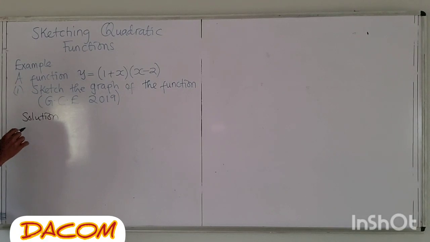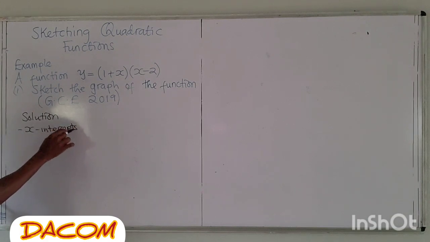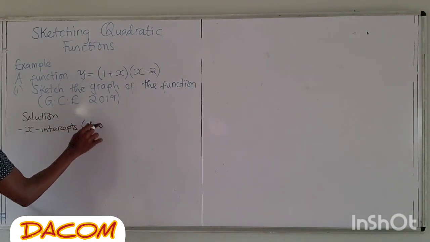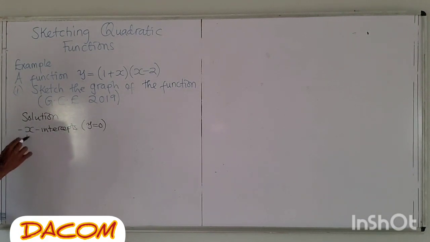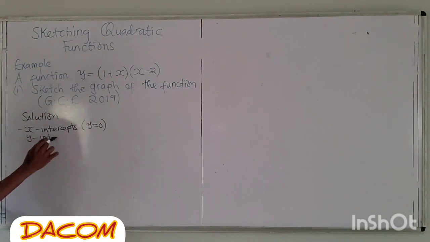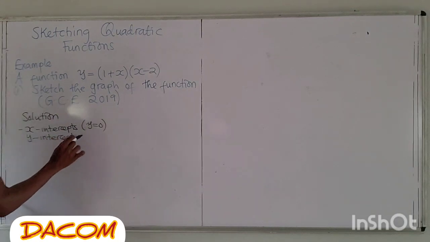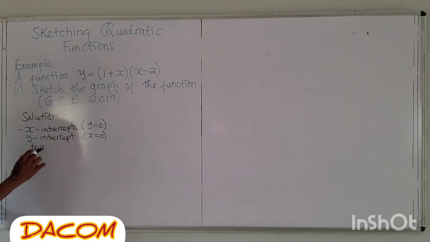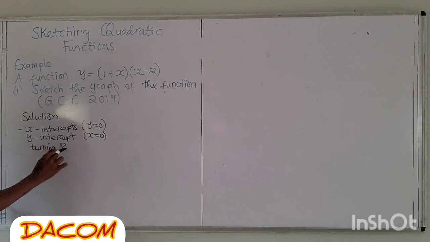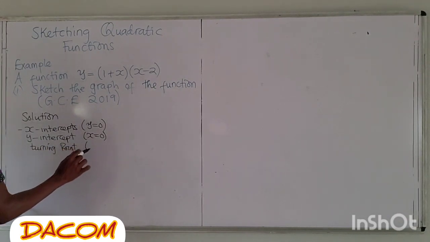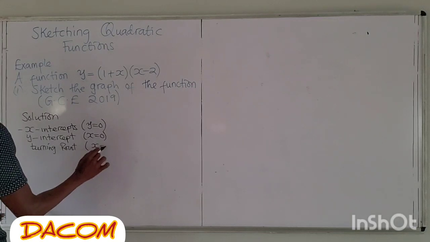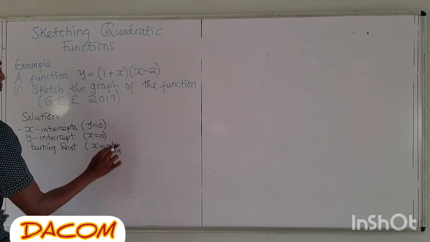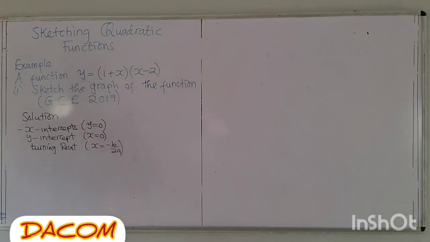The first thing we need is the x-intercept, by setting y equal to 0. We also need the y-intercept, which we get by setting x equal to 0. And we also need the turning point, by setting x equal to negative b over 2a. So these are the three key things which we need. Once we have these, then we will be able to sketch a graph.